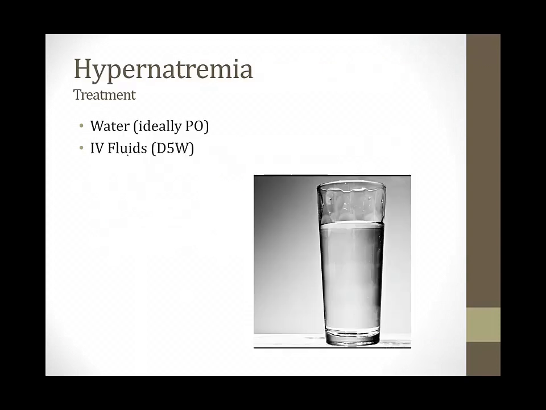The treatment of hypernatremia is usually water, ideally PO. In patients who are able to drink, you simply encourage them to consume free water. You also can administer intravenous fluids that lack sodium. There are fluids called D5W which contain dextrose so that they are isotonic with plasma but do not contain sodium.